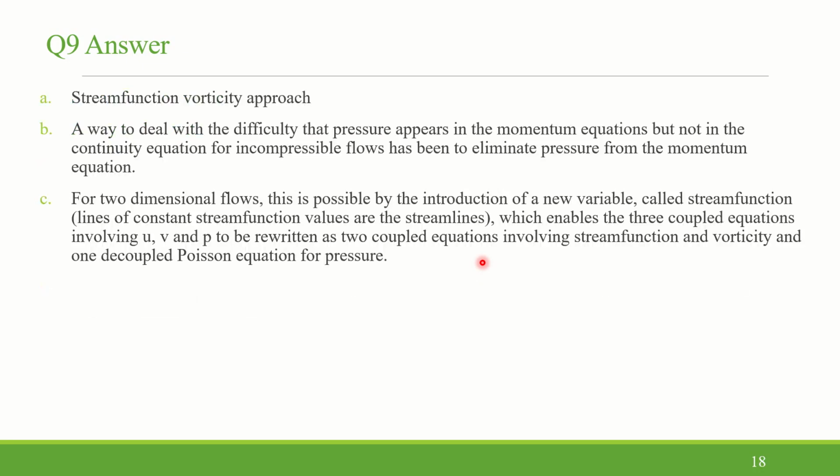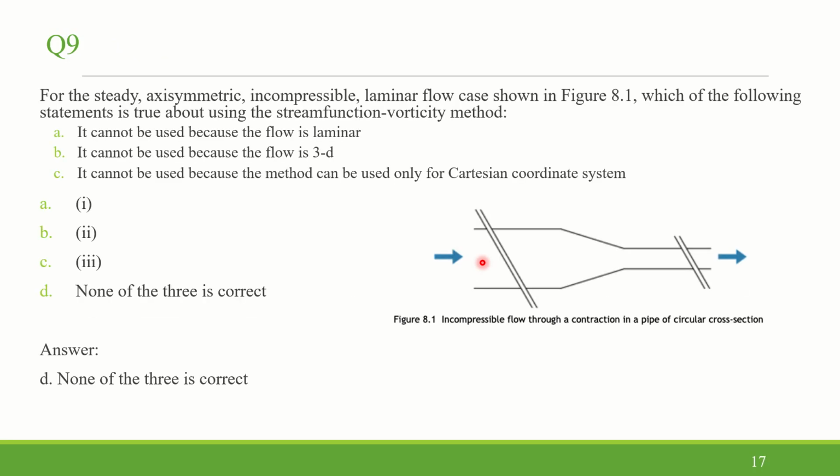So when we talk about the question, none of the three is correct. It cannot be used because the flow is laminar is a false statement. Similarly, it cannot be used because the flow is 3D is also false. Even though the statement is a generalized true statement, in context to figure 8.1, we are saying that it is for a steady axisymmetric incompressible laminar flow.